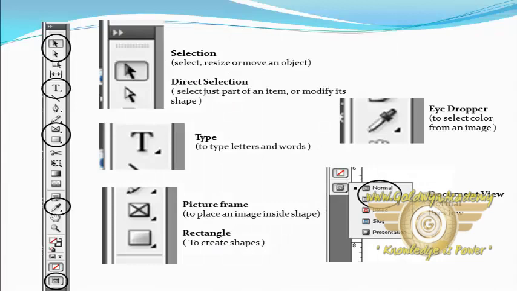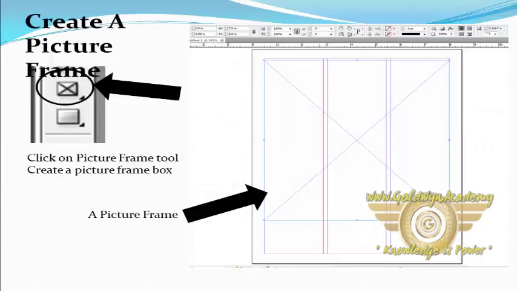Here first is the selection tool, second is the direct selection tool, this is the type tool, this is the picture frame, this is the rectangle tool, this is the eyedropper tool, this is the document view like normal or preview. Click on the picture frame tool and create a picture frame box. A picture frame looks like this.